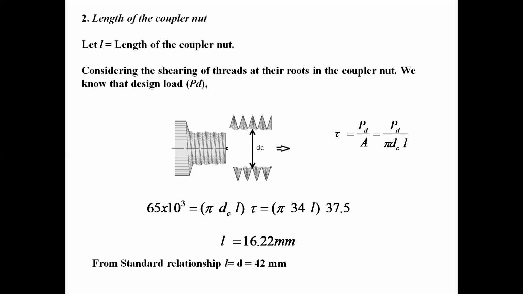From the standard relationship, L equal to D, so it comes out 42 mm. Why are we again and again considering the standard relationship? Because if you take the standard relationship, then our turnbuckle or any component looks good ergonomically and aesthetically. That is also one of the design considerations. So L is equal to D equal to 42 mm, and this standard relationship is also standardized. So standardization is also one of the factors.